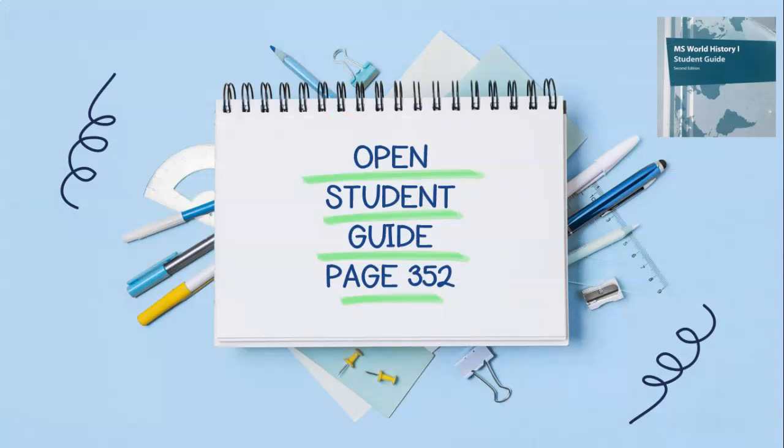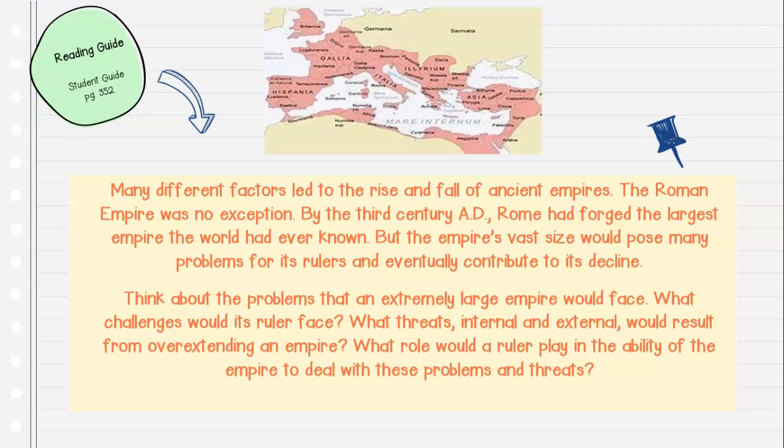Okay, go ahead and open your student guide to page 352. So there were many different factors that led to the rise and fall of the ancient empires. The Roman Empire was no exception. By the 3rd century AD, Rome had forged the largest empire the world had ever known. But the empire's vast size would pose many problems for its rulers and eventually contribute to its decline. And that word vast means very large size.